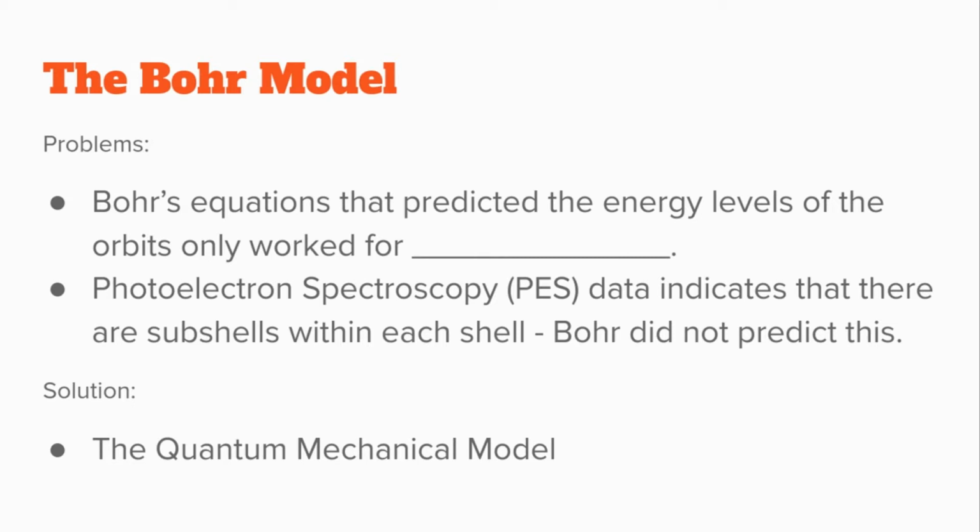We also found that we had this new thing called photoelectron spectroscopy, which showed that there are actually subshells within each shell. So each energy level has multiple sub-energy levels within it. And Bohr was not able to predict that. He thought that each energy level was just singular. And so what happened after Bohr's model was found to have these problems is scientists started to develop the quantum mechanical model.